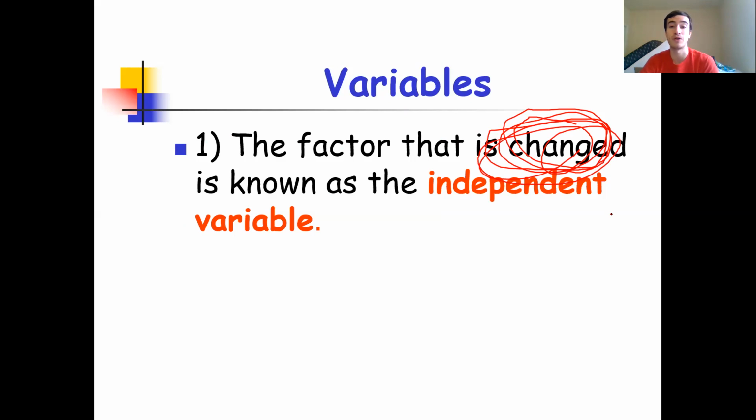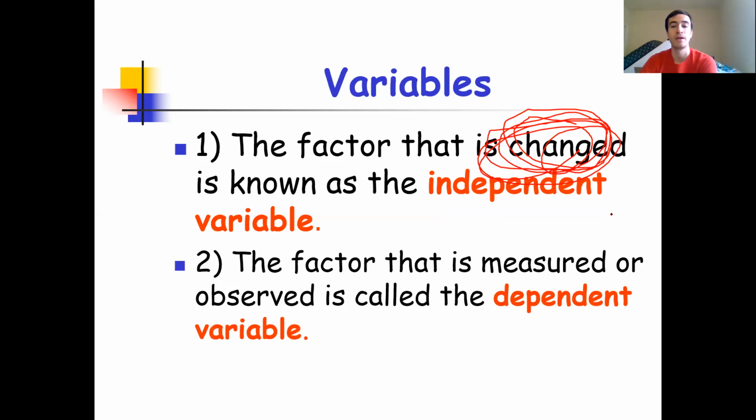As the experiment is going on, we're taking lots of measurements, right? We're watching changes happen with our salamander tails or our plant growth, and we're measuring what those changes are. And that is the dependent variable. So it's whatever is measured or observed over the course of the experiment.